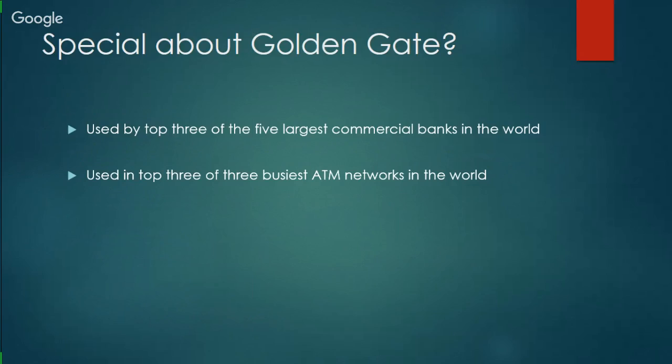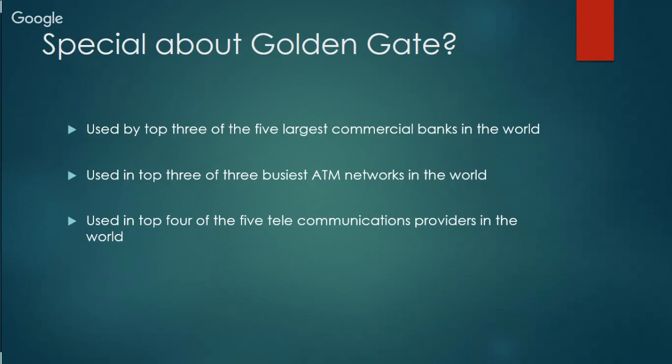It is used in the top 3 busiest ATM networks in the world. All the top 3 busiest ATM networks in the world are using Oracle Golden Gate. I think these reasons should be enough to tell us the importance of Golden Gate and why, as an Oracle DBA, we should know Oracle Golden Gate.